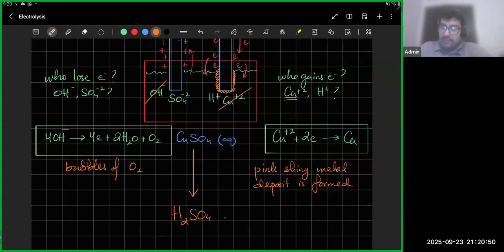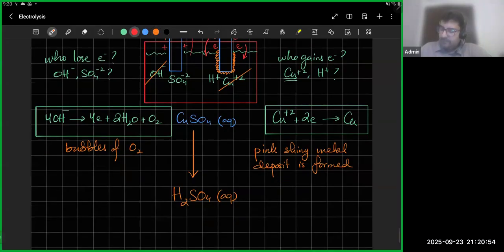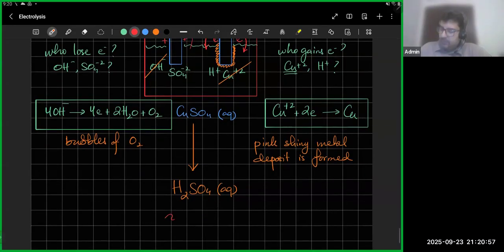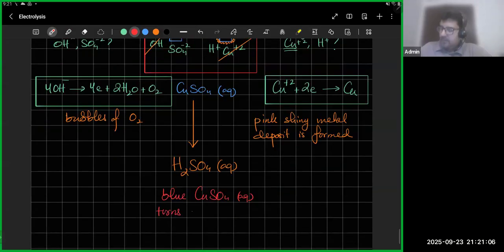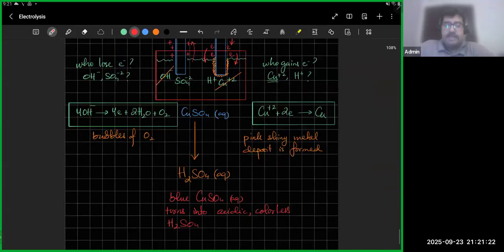So the observation in the solution is that, remember, copper sulfate was a blue colored solution. So blue copper sulfate aqueous turns into acidic and colorless. H₂SO4 is colorless. So it slowly turns into sulfuric acid because copper and the OH ions are gone and you're left with basically H₂SO4.